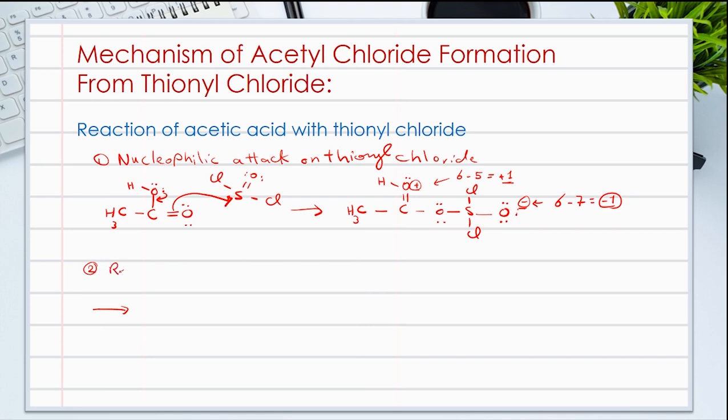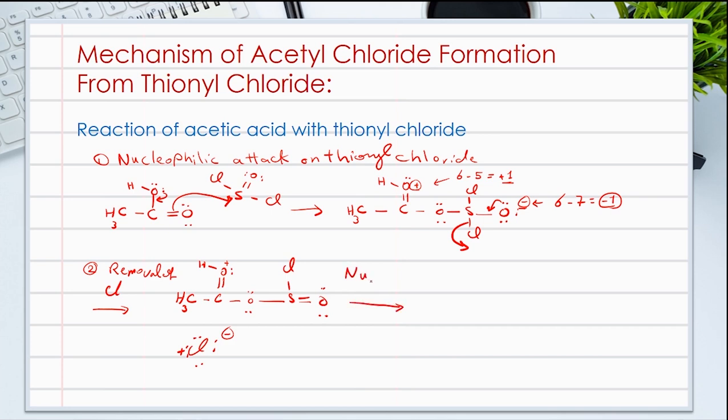This complex contains the good leaving chloride ion. That is why this reaction is followed by the removal of the chloride ion, leaving the chlorosulfite group, CH3COH positive, bonded to O, bonded to S, Cl, O. This compound is susceptible to the nucleophilic attack on the carbonyl, where the insertion of the chloride ion on the carbon occurs.